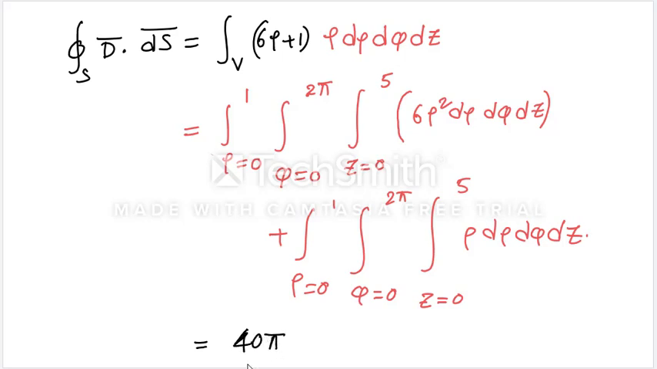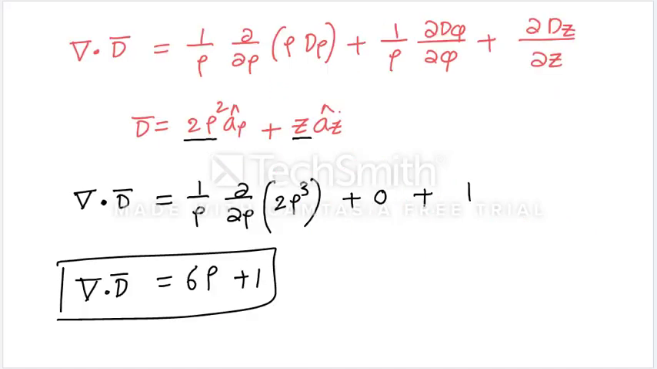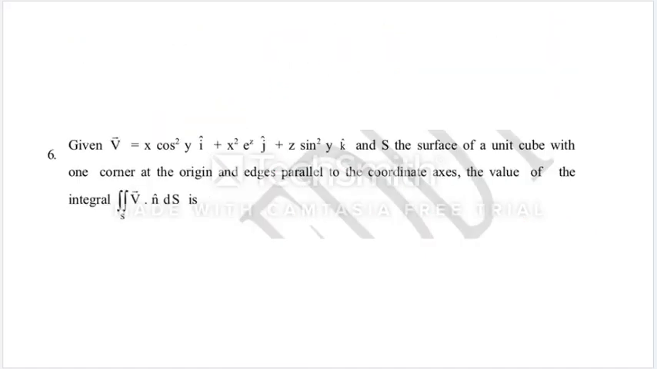40 pi, isn't it? Final answer, Praveen. Yes, right. Like this we need to do. So the final answer is how much? 40 pi. Right, like this we need to approach it.